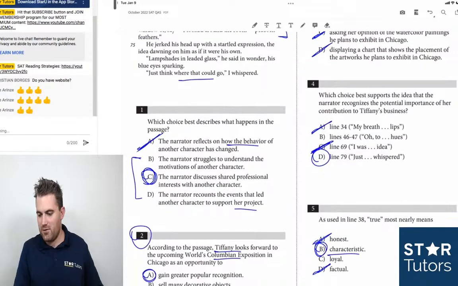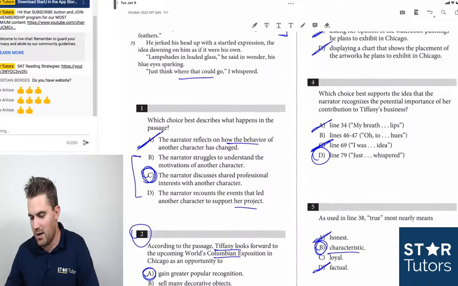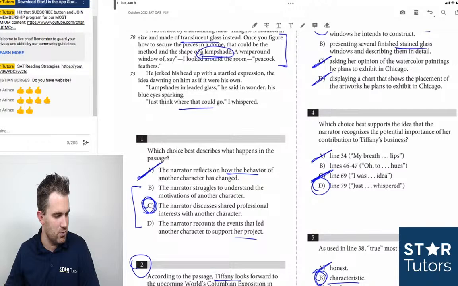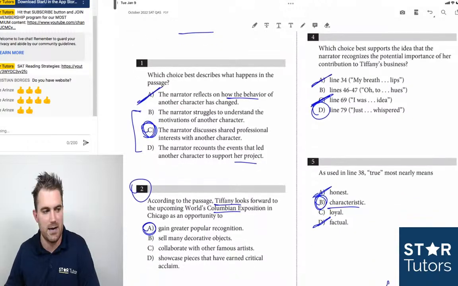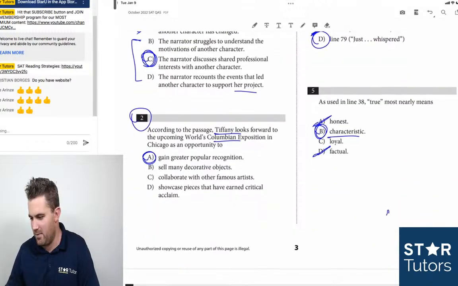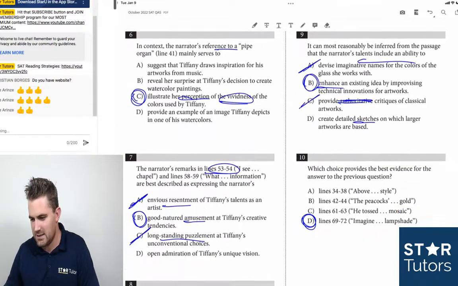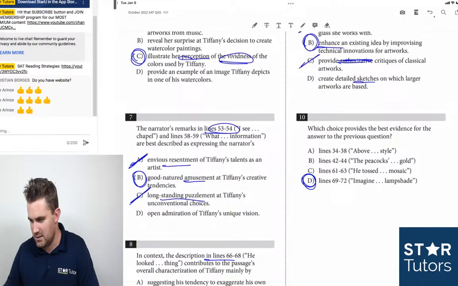I felt good on the early questions. So number 1 is C, number 2 is A, number 3 is A. I felt good on this passage, but I also took forever. I hope I didn't miss one. 4 is D, 5 is B, cool. 6 is C, B, D, B, C, B, D, B. And 10 was D.